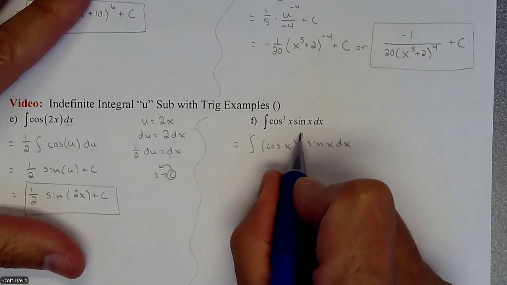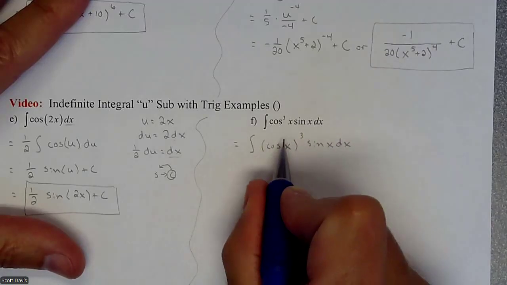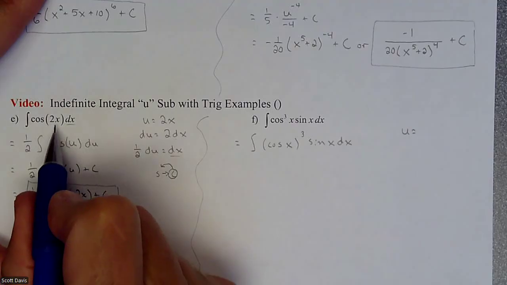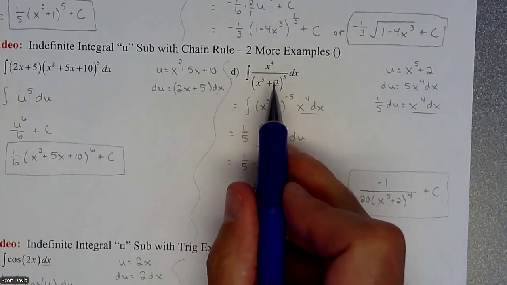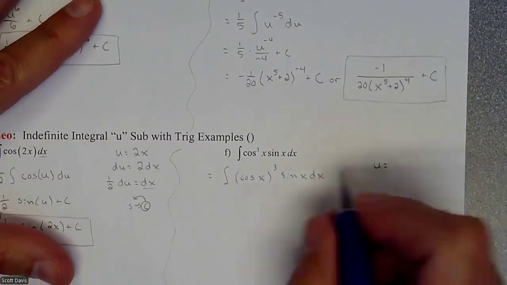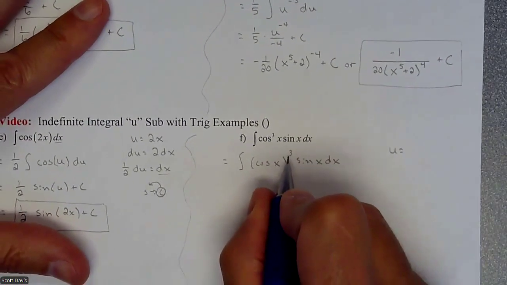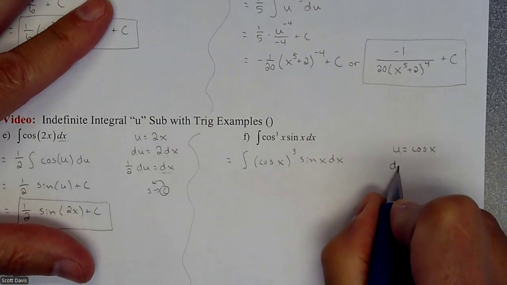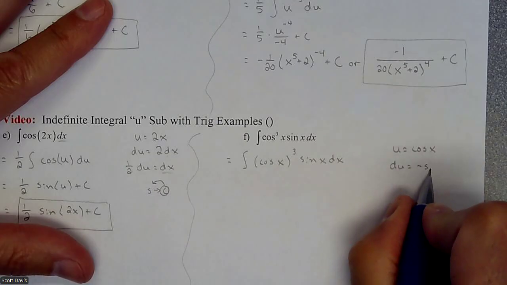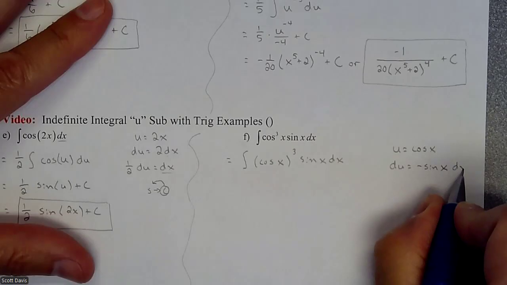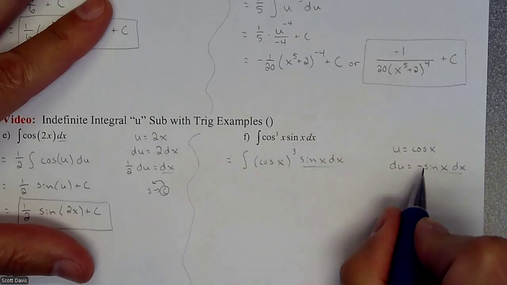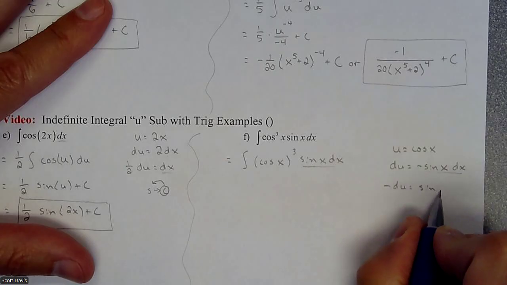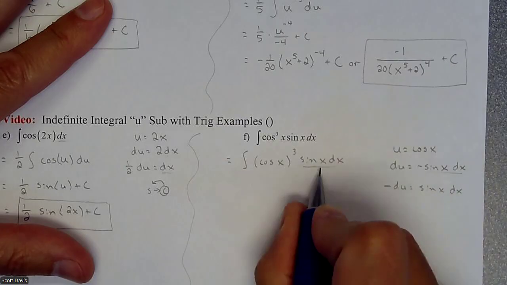But it's this piece that screams that this is my inside piece, which means my u is going to be the inside piece. So u always is that inside piece, and this is a lot more obvious that that's the inside piece. So my u is going to be cosine x. Du is going to be negative sine x dx, which almost perfectly matches. So let's bring the negative over. So it's a negative du equals sine x dx. And there's our perfect substitution.